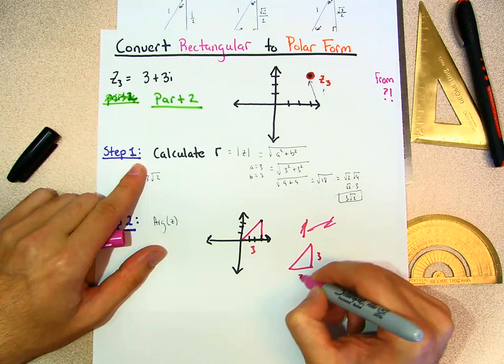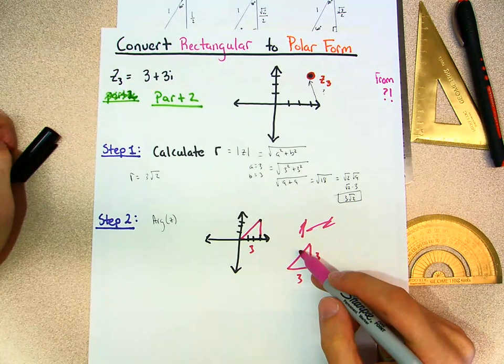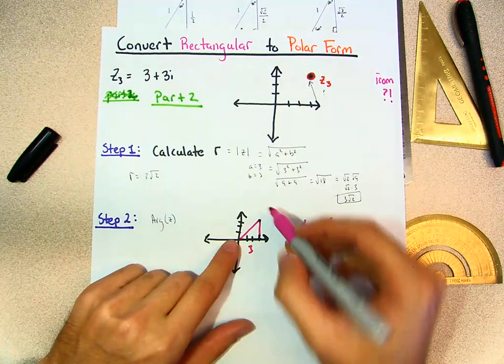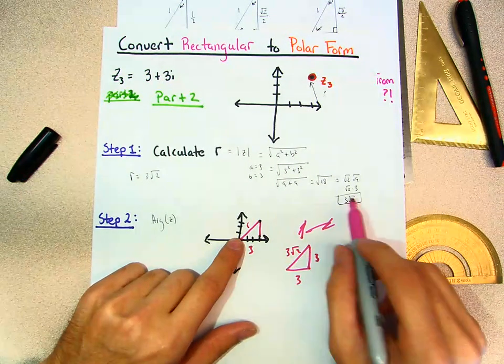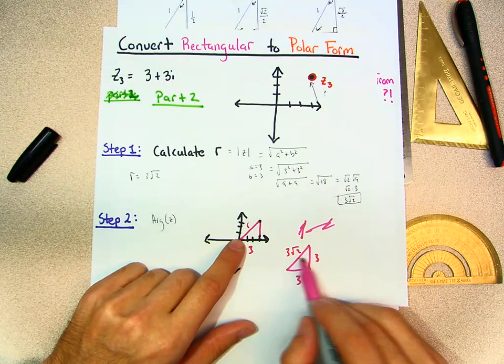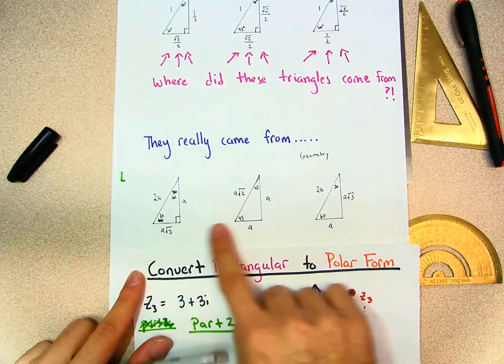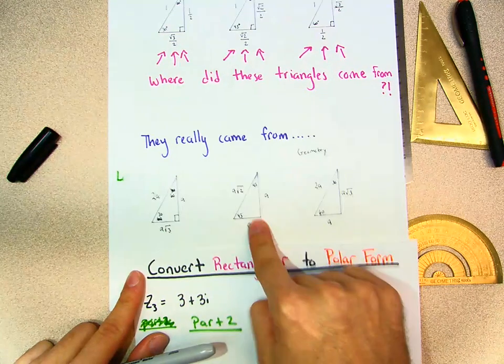It's 3, 3, and this one has to be what? 3 root 2. And we calculated this. This is my r. This is 3 root 2. And if I have 3, 3, 3 root 2, which triangle am I using? I'm using this one. Bam.